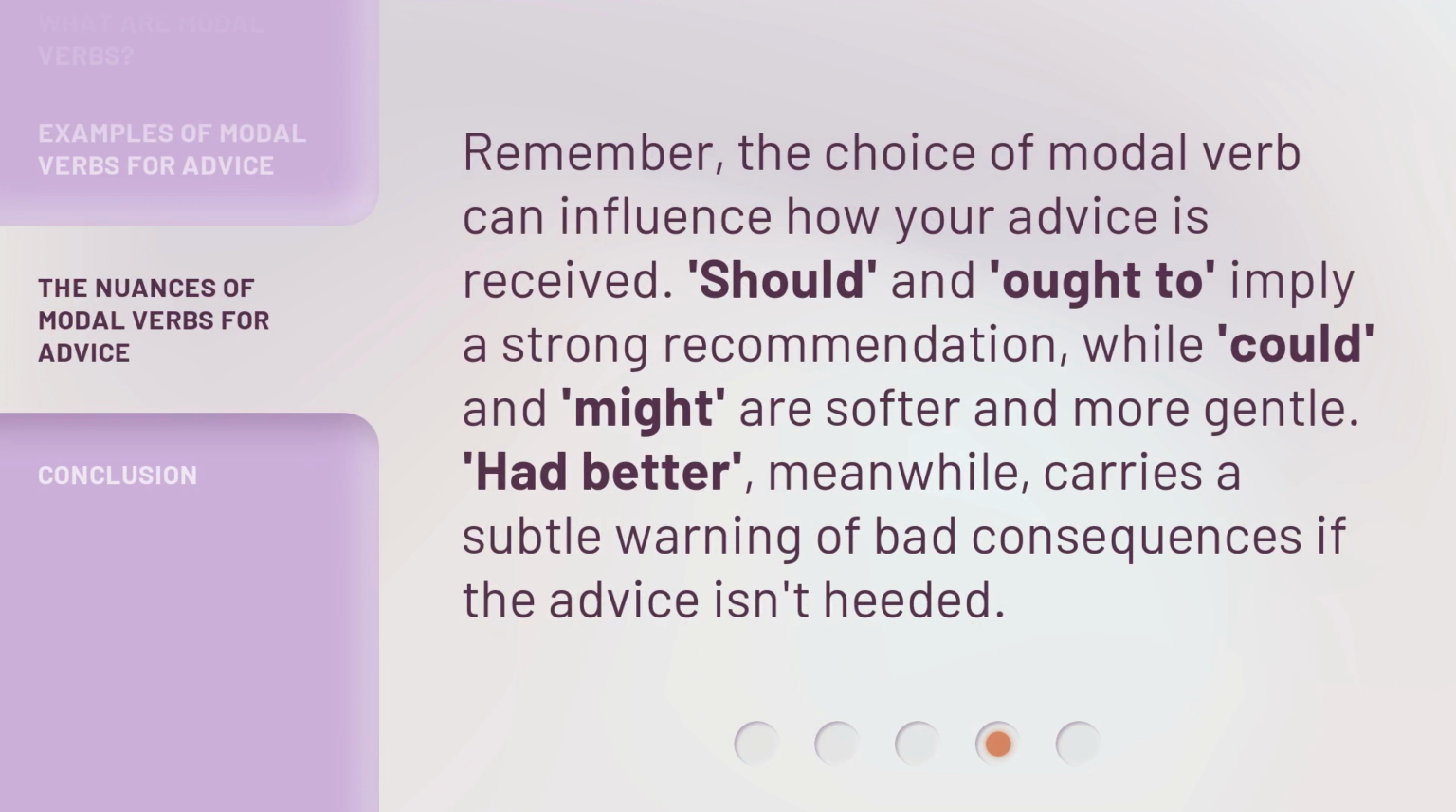Remember, the choice of modal verb can influence how your advice is received. Should and ought to imply a strong recommendation, while could and might are softer and more gentle. Had better, meanwhile, carries a subtle warning of bad consequences if the advice isn't heeded.